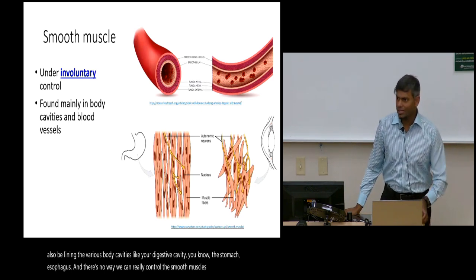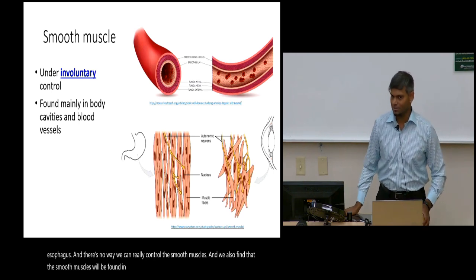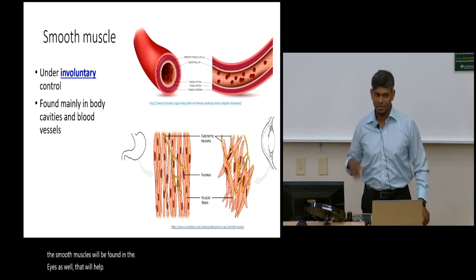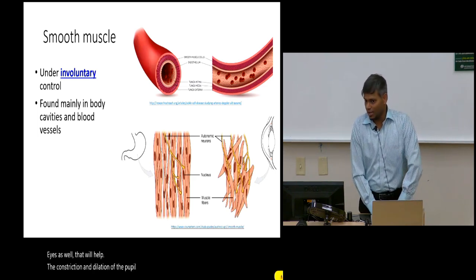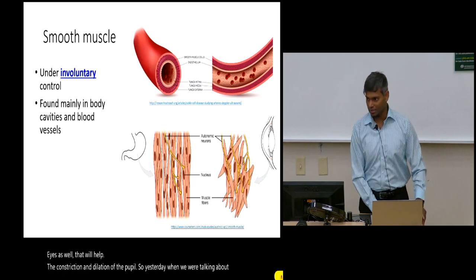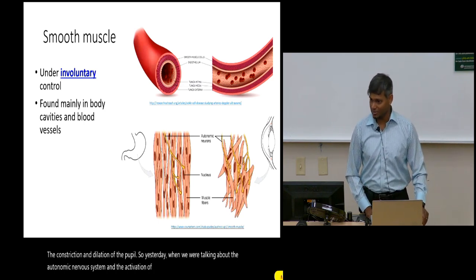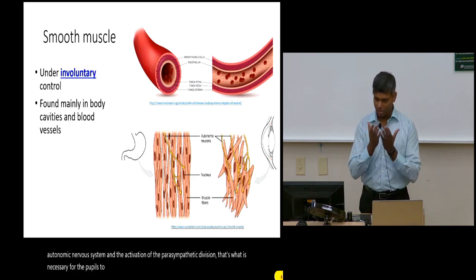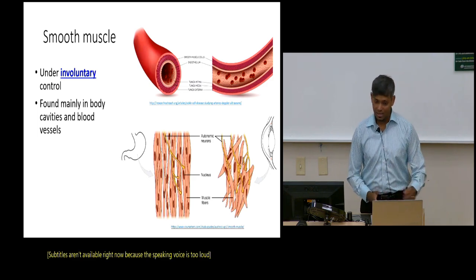We also find that the smooth muscles will be found in the eyes as well. That will help the constriction and dilation of the pupil. So yesterday when we were talking about the autonomic nervous system and the activation of the parasympathetic division, that's what is necessary for the pupils to constrict. Let's say you're trying to focus on something, maybe you're trying to read some really small lettering, the pupils will constrict due to the smooth muscles in the eyes.